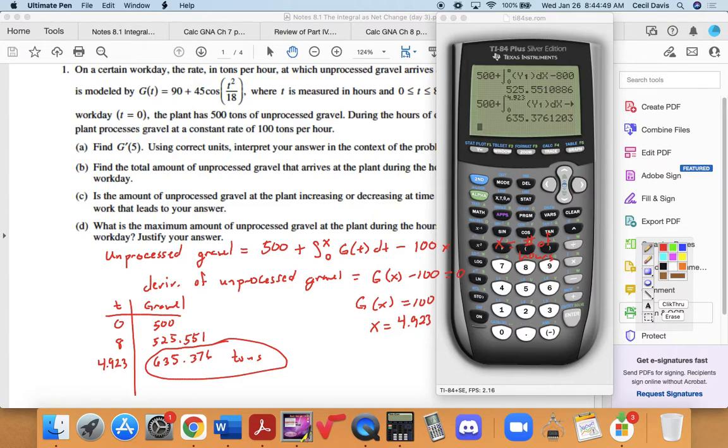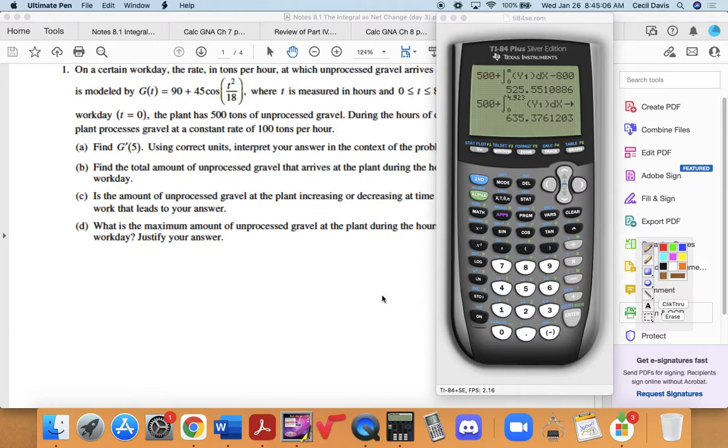There's a lot of good stuff in that problem. Makes you do the candidates test, makes you think about integrals, all that kind of good stuff. All right.